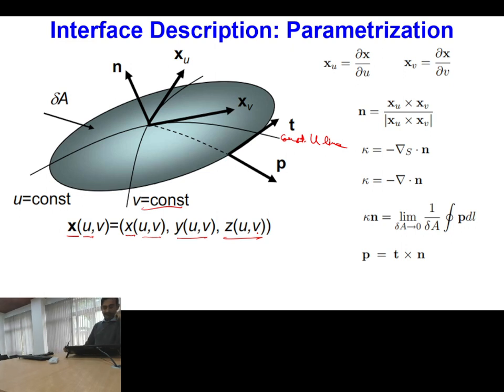So here this is small elemental area delta A. On this elemental area now, if you see, there will actually be multiple vectors. Okay. So one is this x u. XU is nothing but the tangent at this location. This is a tangent vector, but this is tangent along the U line, constant U line. Okay, and this XV is another tangent vector, but this tangent is along the constant V line. Is this point clear? All are clear with this idea?